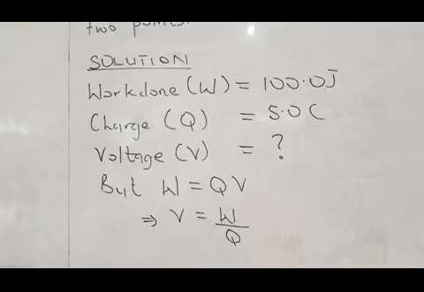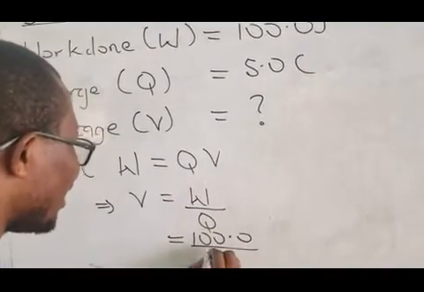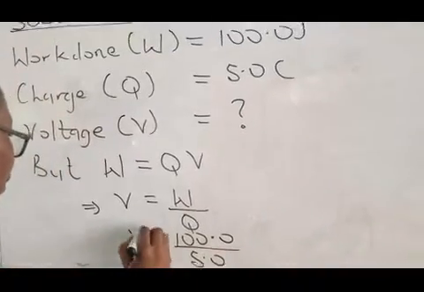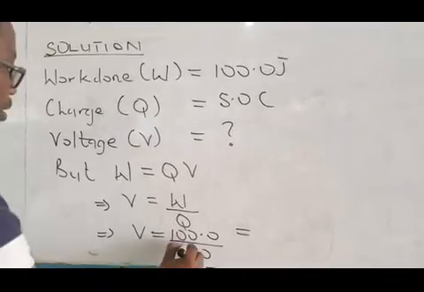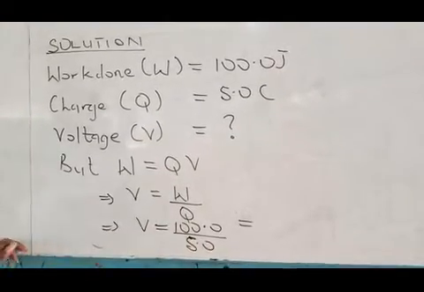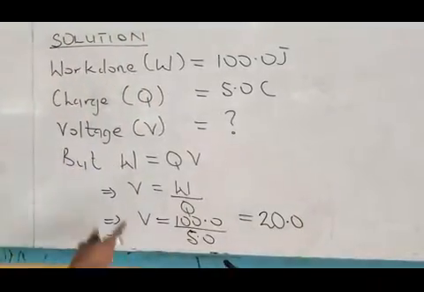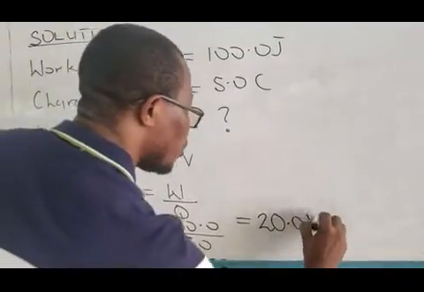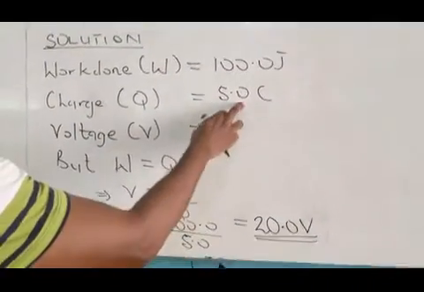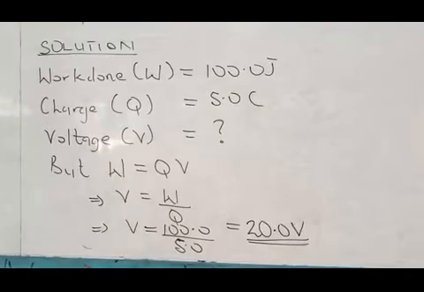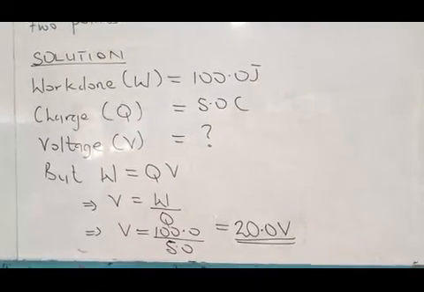So our W is 100. And then the Q is 5. And then when you put that on your calculator, that is 100 divided by 5, that will give you 20. Now, the unit of voltage is volt, so that will give you 20 volts. Or, because the other values are recorded to one decimal place, you also record this to one decimal place. So that's 20 volts or 20.0 volts. So that is for question 2.